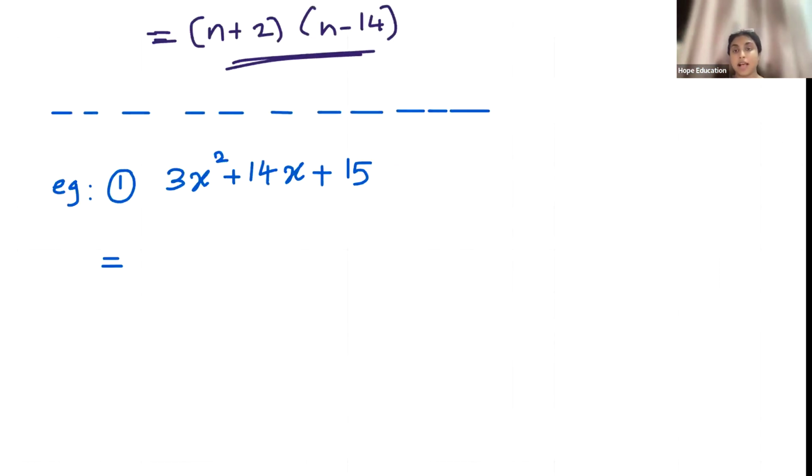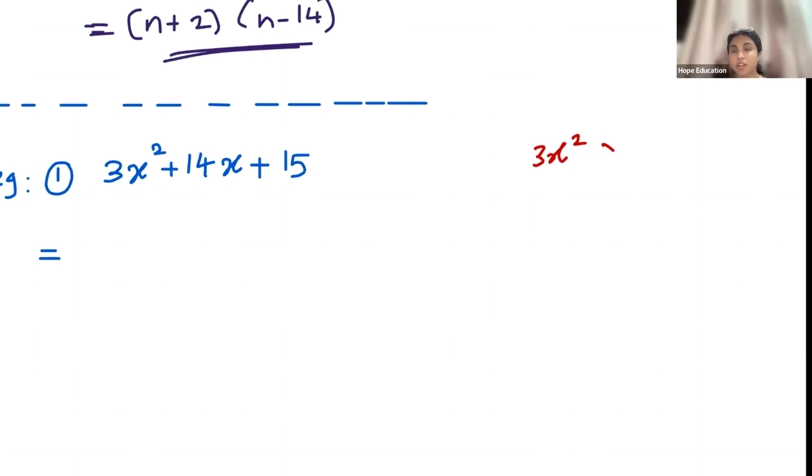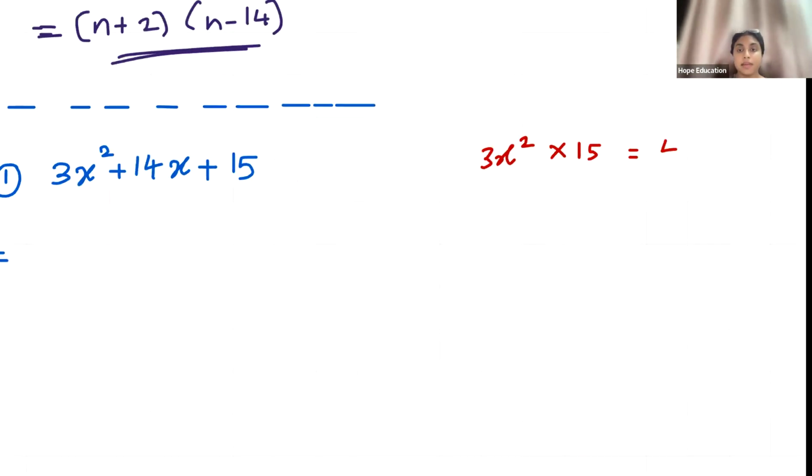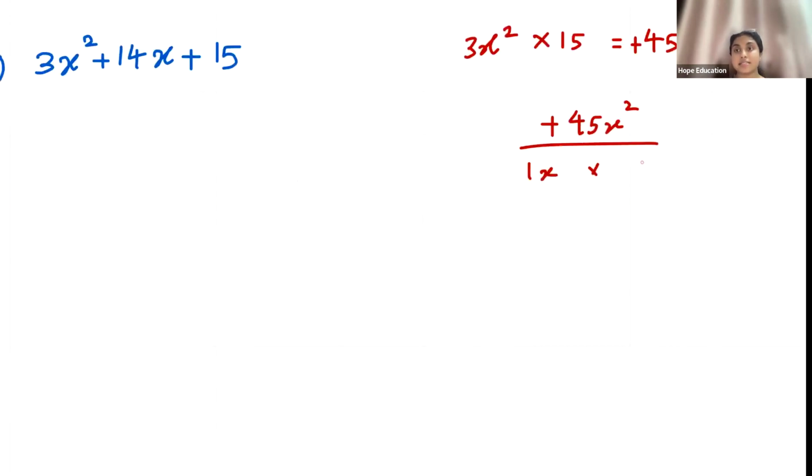Let's multiply the first term and the last term. First term is 3x squared, last term is 15. So 3x squared multiplied by 15. So 3 times 15 is 45. We get 45x squared, plus. Then we are going to see different ways how plus 45x squared is produced. So 1x multiplied by 45x. So 1 times 45 is 45, x times x, x squared.